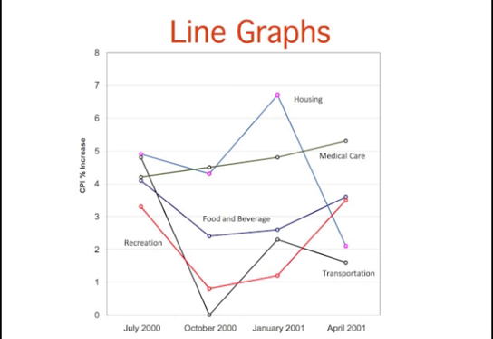This graph shows percent increases and decreases in 5 components of the CPI. The figure makes it easy to see that medical costs steadily increased, while the other costs had more irregular patterns. Although you could create an analogous bar chart, it would not be easy to interpret.